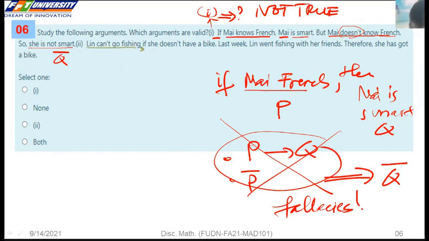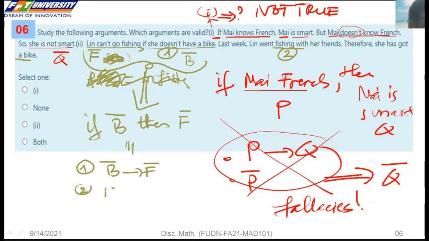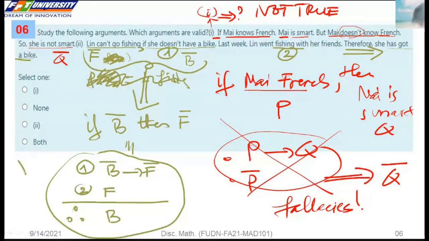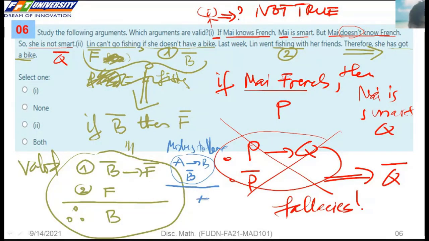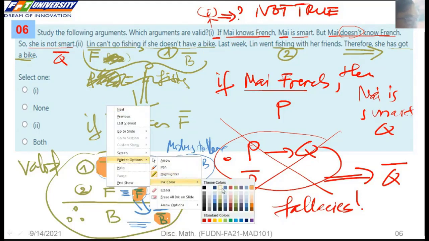So the second: Lynn can go fishing if she doesn't have a pie. Not F, not P. If not P, then not F. So this is the first. So for the second, fishing means F. Okay. She has got a bike. It means we need to conclude P. So this is valid. Did you remember the modus tollens? The modus tollens says that if we have A imply B and not B, we can conclude not A. The F means negation of not F. Okay. So we conclude negation of not P means P. Ở đây mình dùng thêm một cái tương đương. So this is valid. The first is not true and the second is true. The correct answer is C.